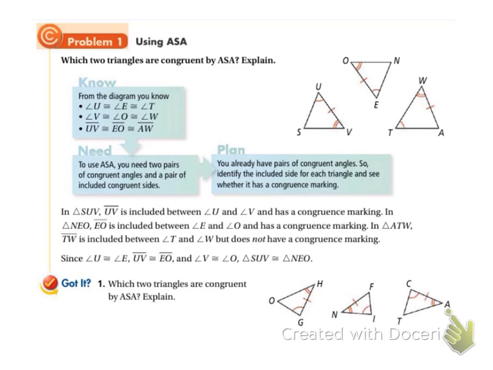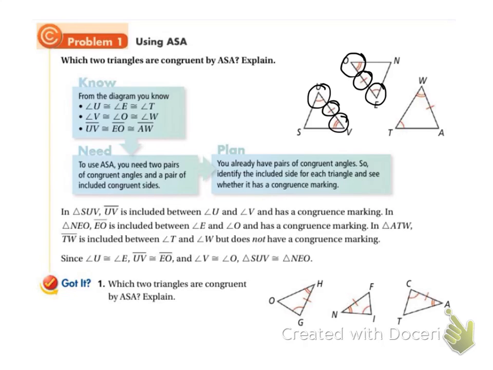But, alrighty, let's use it. Which two triangles are congruent by ASA? Explain. Okay, well if I start over on the right, I have angle, side, but I don't have the angle over here. So this one doesn't work. This one here I've got angle, side, angle. And this one here I've got angle, side, angle. So these guys are congruent.